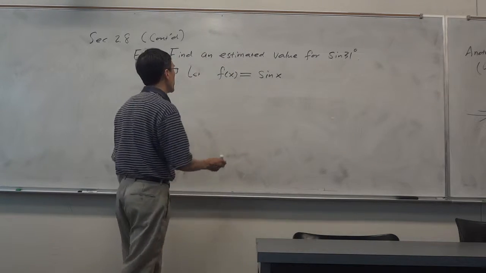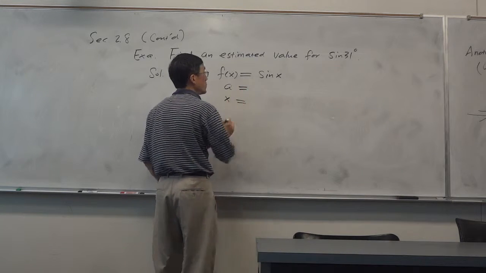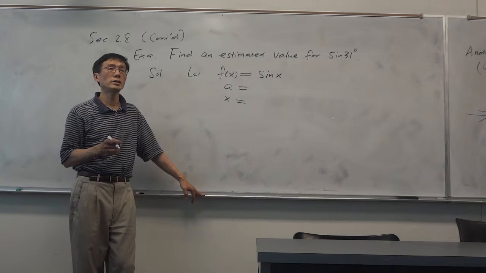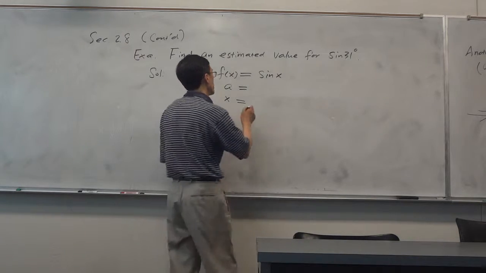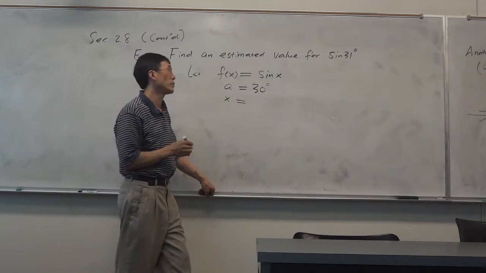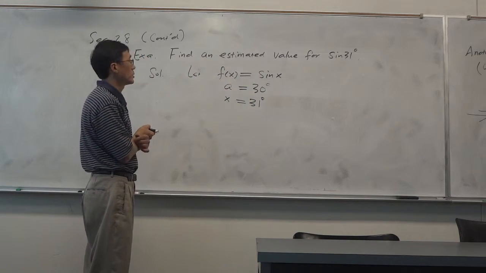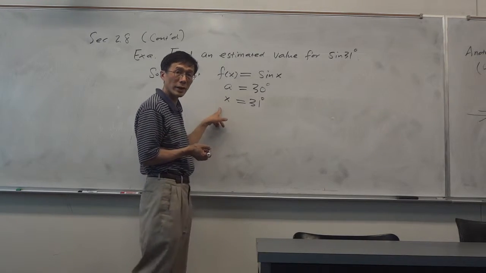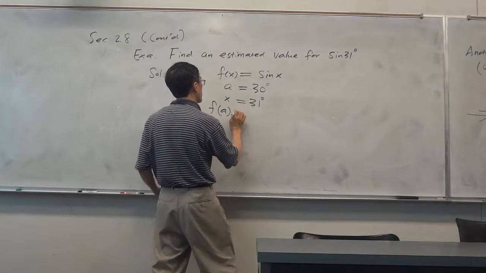With that, we need to decide what a is equal to and what x is equal to. What would you like a to be? Yeah, 30 degrees. a is a nearby point that is computationally friendly. So a is equal to 30 degrees. Okay? And then x is the value we're working on, 31 degrees. Remember the formula, we need to compute f(a), f prime a, and then we need to compute x minus a. Okay? So f(a) is equal to sine 30 degrees.